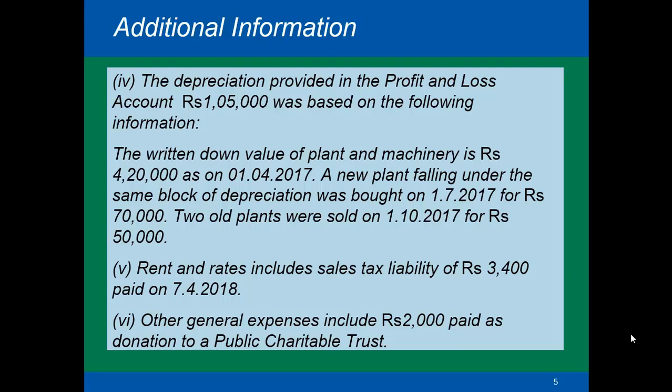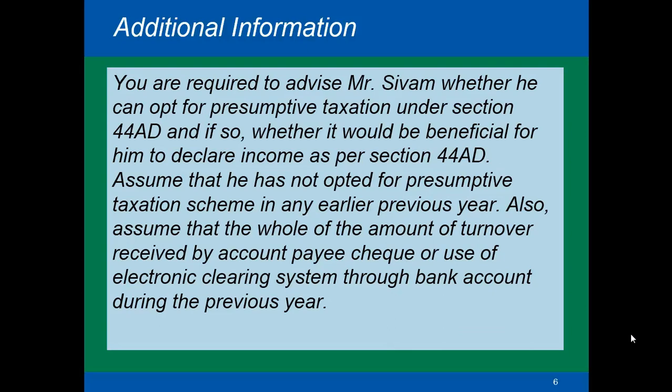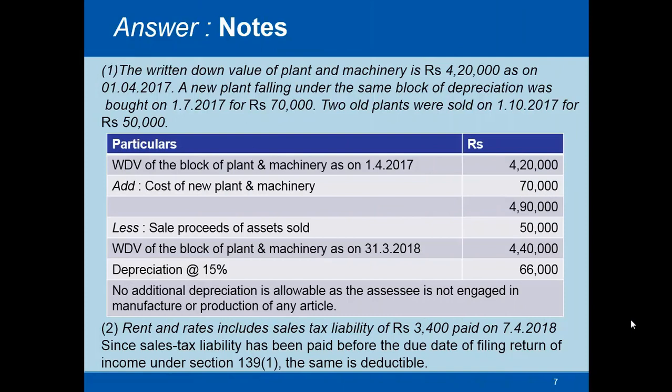Now you are required to advise Mr. Sivam whether he can opt for presumptive taxation under section 44AD, and if so, whether it would be beneficial for him to declare the income as per section 44AD. Assume that he has not opted for the presumptive taxation scheme in any earlier previous year. Also assume that the whole amount of turnover was received by account payee cheque or use of electronic clearing system through a bank account during the previous year. So let's answer this question.